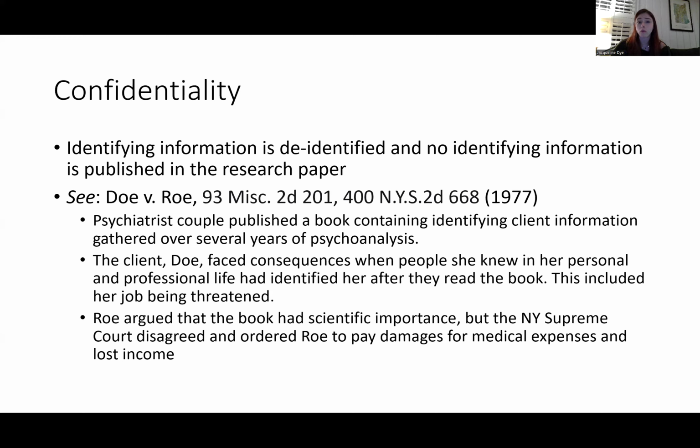So this is an example of when a court, in this case, the New York Supreme Court, had kind of weighed in on issues of confidentiality and whether confidentiality in this case outweighed whether the benefits of the research or the publication had outweighed the importance of keeping this person's information de-identified and confidential.